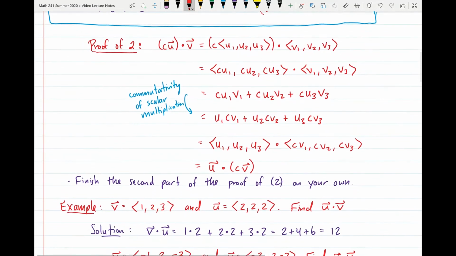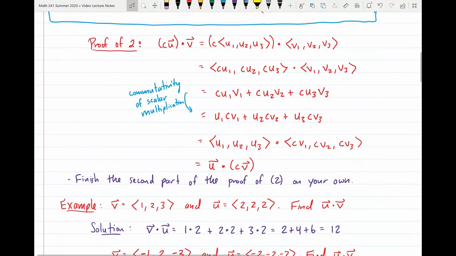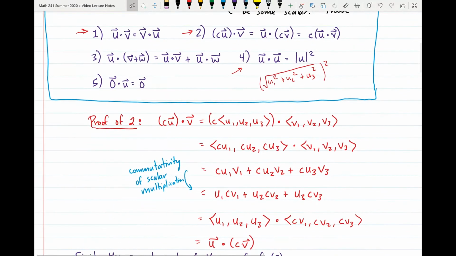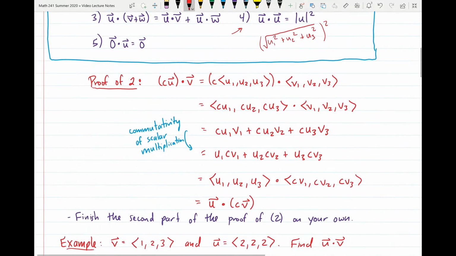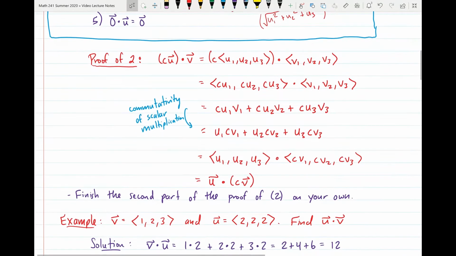All right, so let's move down to the proof of the second property. I think I only have the first part of the second property. So we're trying to show that the scalar c times the vector u in parentheses dotted with the vector v here is equal to this expression. So the vector u dot product with c times the vector v. And this really just follows from the definition of the operations that we've already defined.